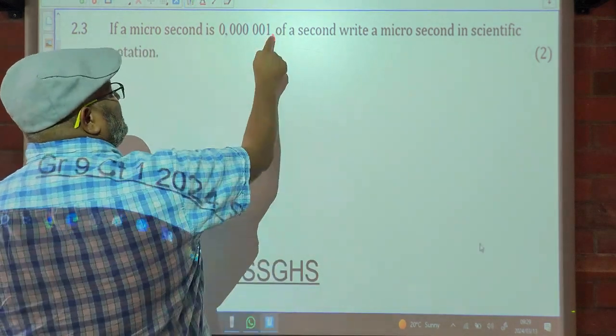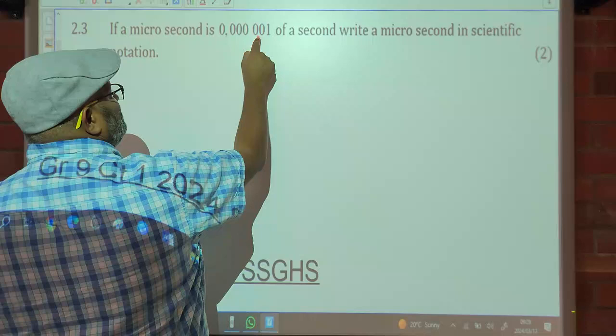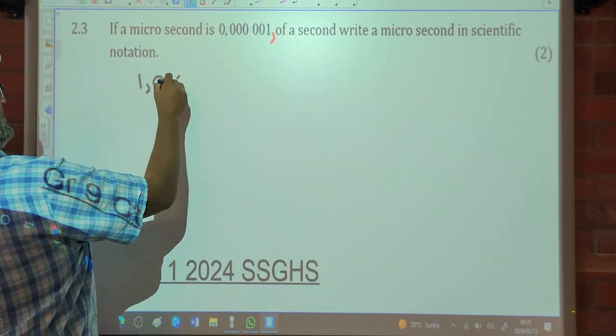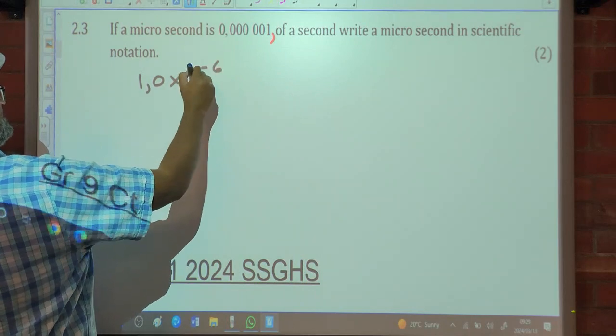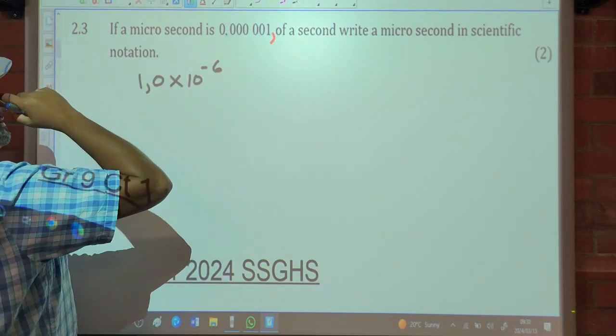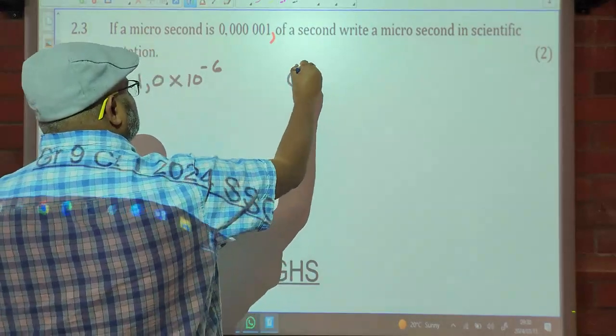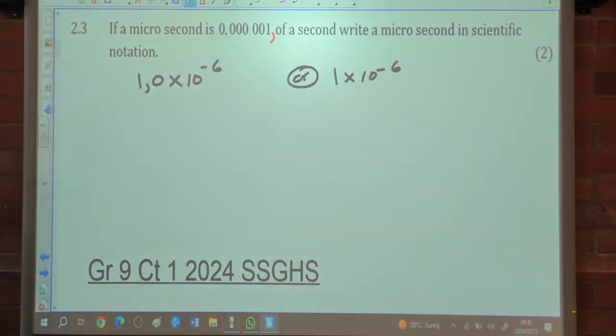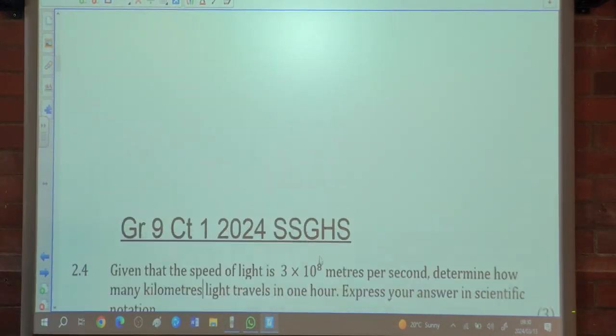So how many digits am I actually moving it? 3, 4, 5, 6. There's going to be 1 comma 0 times 10 to the negative 6. Remember that comma is moving to the right. Or it could also be written as 1 times 10 to the minus 6. Either or, I'll give you the mark. Let's look at the next one.